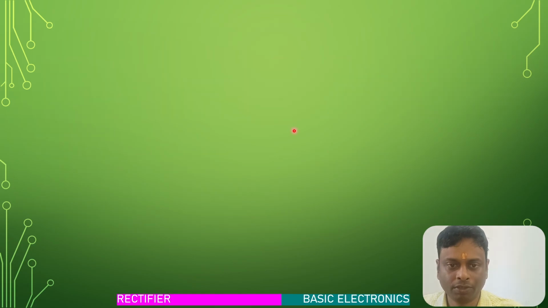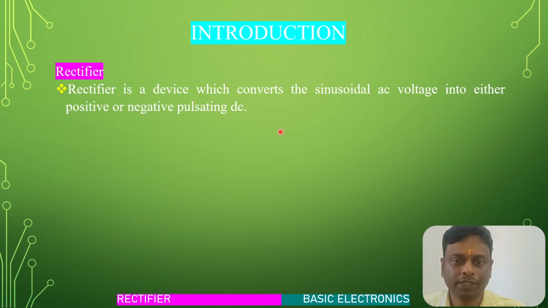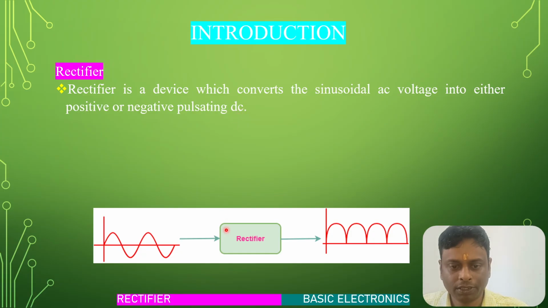Let us see what the rectifier unit is. A rectifier is a device which converts the sinusoidal AC voltage into either positive or negative pulsating DC. So this is a pulsating DC. You are not getting the pure DC. Some AC components are superimposed with this DC signal. You can see this is the rectifier, and this is the output of the transformer.